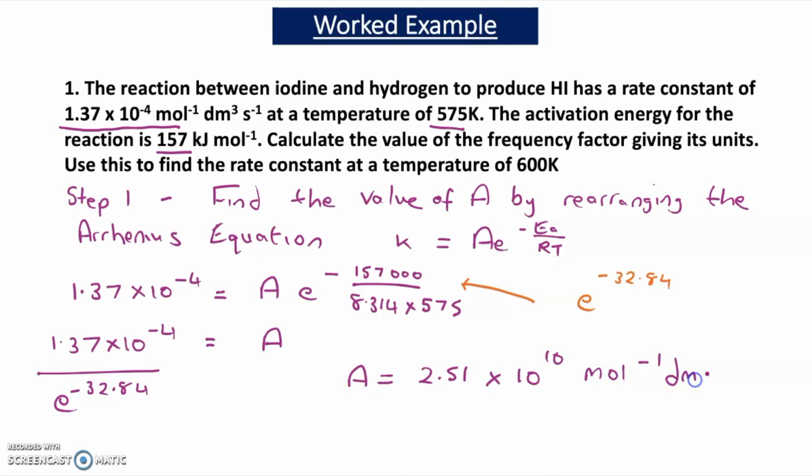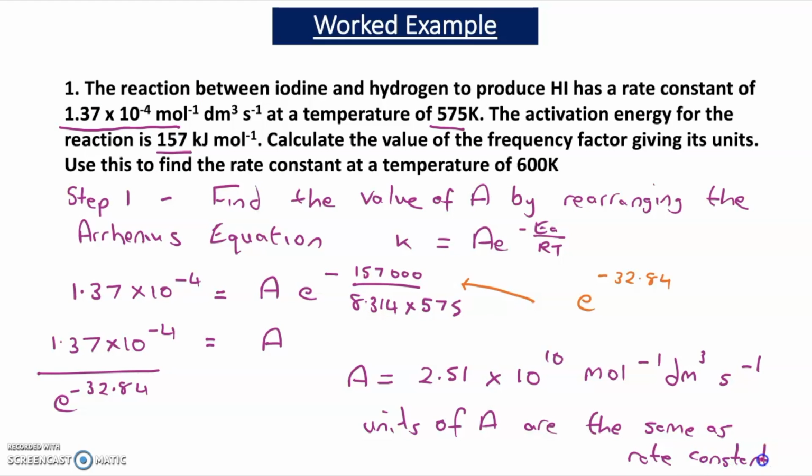Now, the value of A is this, and the units will be the same as the units of k. So k has units of moles to the minus 1, dm to the 3 seconds to the minus 1. So therefore my answer for A, and this is the first step that I have to work out, is 2.51 times 10 to the 10 moles to the minus 1, dm to the 3 seconds to the minus 1.